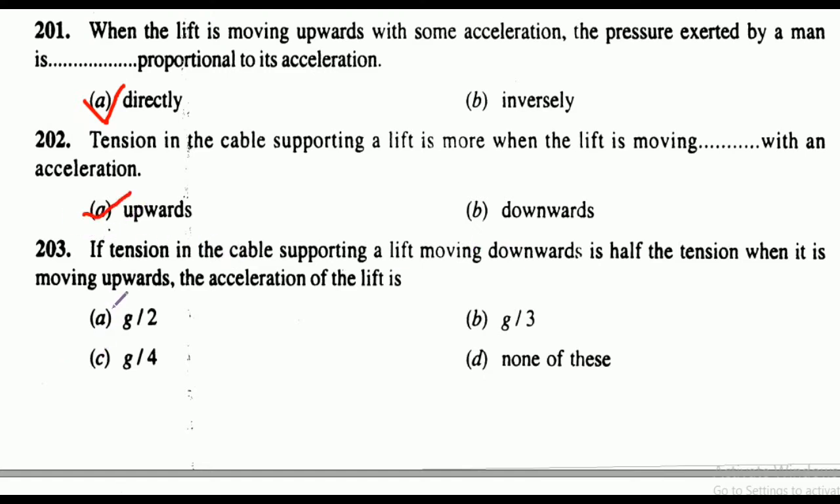Next is, if the tension in the cable supporting a lift moving downwards is half the tension when it is moving upwards, the acceleration of the lift is. Here options are: A, g upon 2; B, g upon 3; C, g upon 4; D, none of these. Here the correct answer is option D, that is none of these.